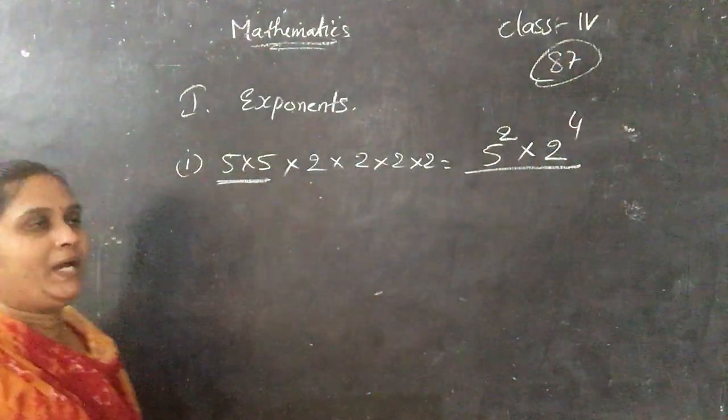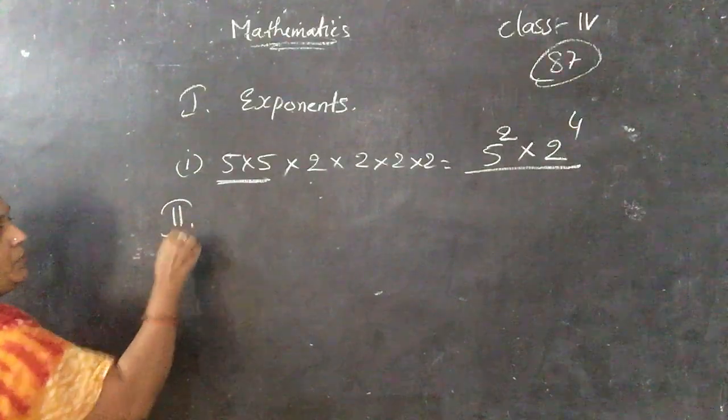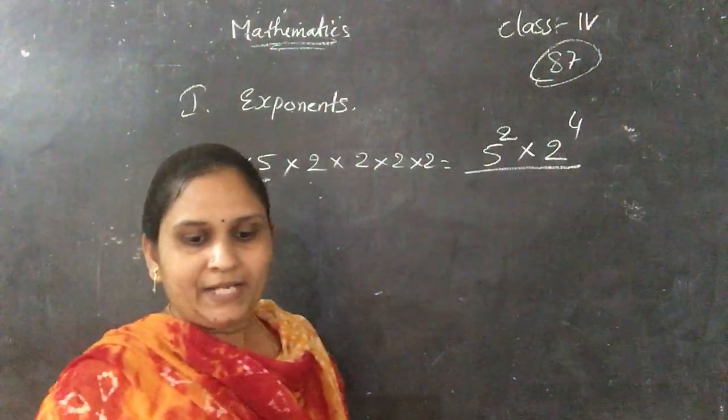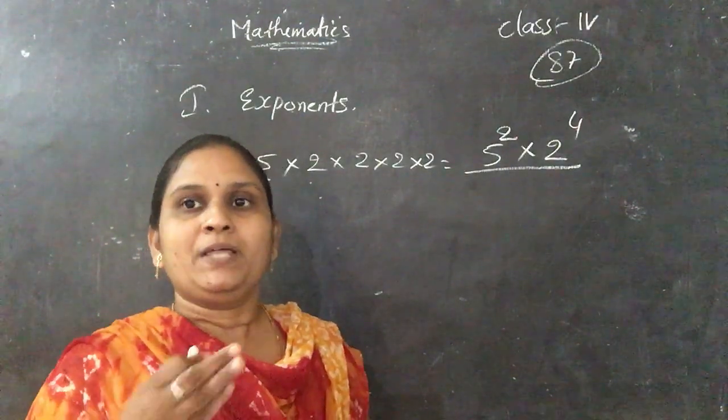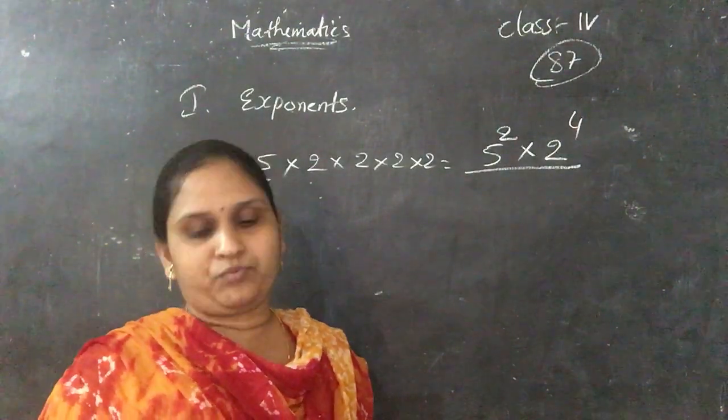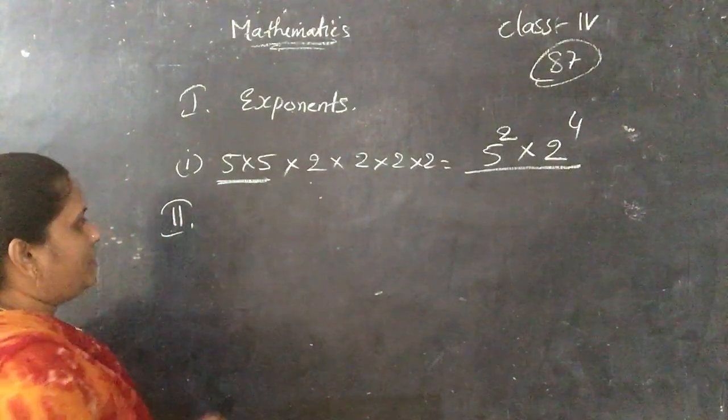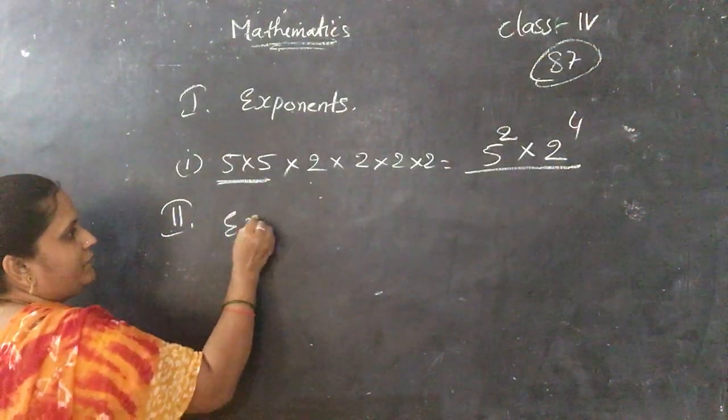Now the second one, Roman numeral 2. They have asked to write in the expanded form. They have given the numbers in exponent form, and we have to convert them into expanded form. How do we write it? Once look at the board, children, expanded form.